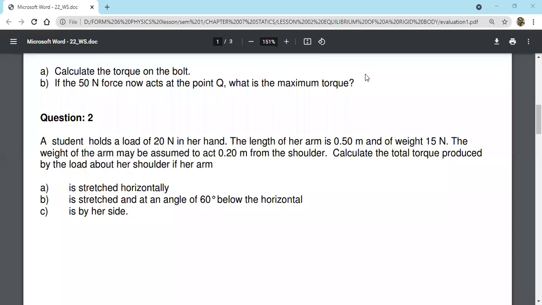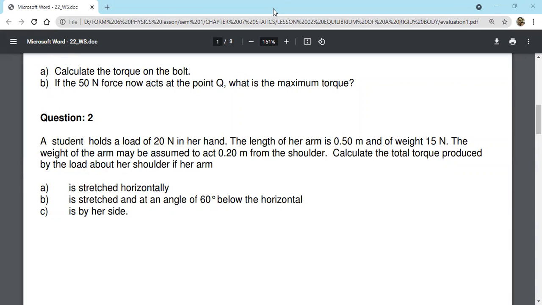Question number 2. A student holds a load of 20 Newton in her hand. The length of her arm is 0.5 meter and the weight is 15 Newton. The weight of the arm may be assumed to act at 0.2 meter from the shoulder. Calculate the total torque produced by the load about her shoulder if her arm is stretched horizontally.